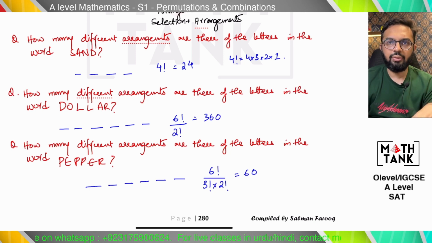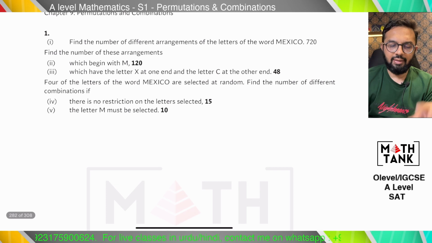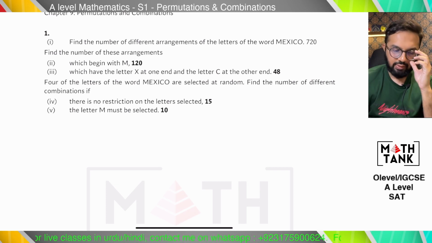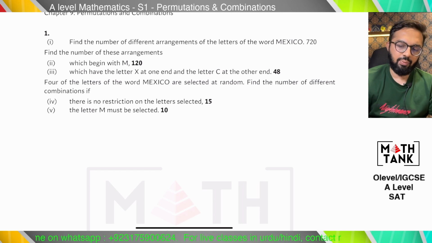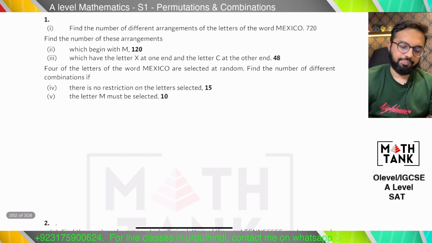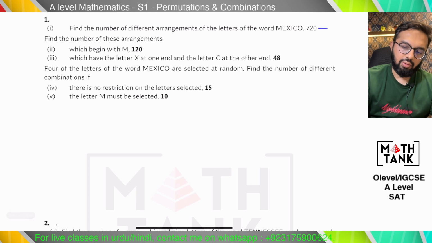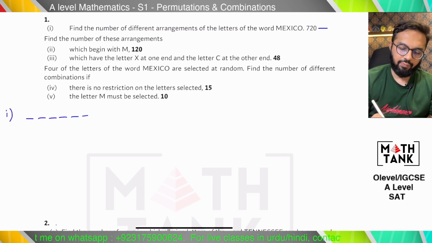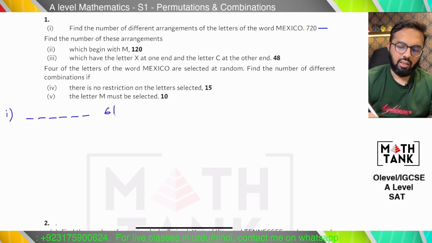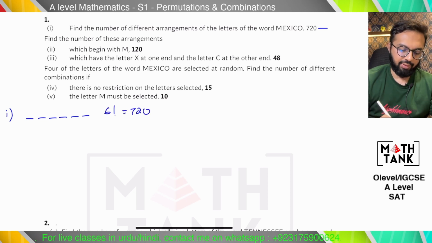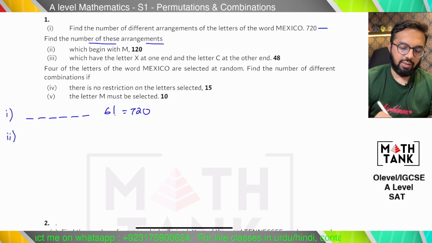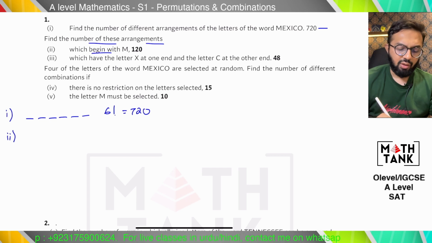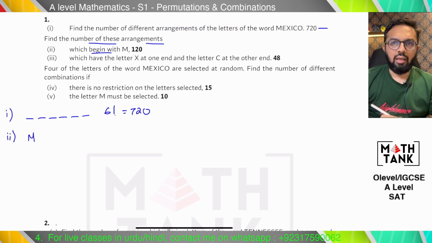We use factorials to do it, and we'll now go on and see what we have to do in these questions. Part one says find the number of different arrangements of the letters of the word Mexico. It is just how many dashes? One, two, three, four, five, six. So 6 factorial. Are there any repetitions? No, there are no repetitions. Let's go on to part 2. Find the number of these arrangements which begin with the letter M. So I'm putting M at the start.